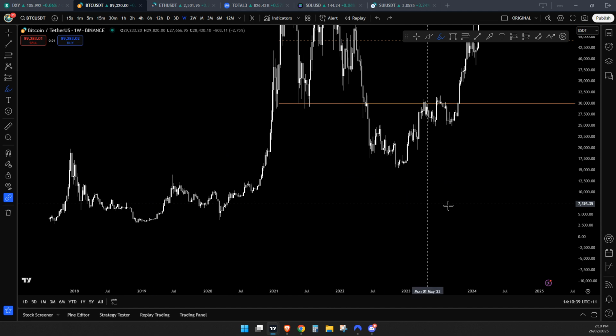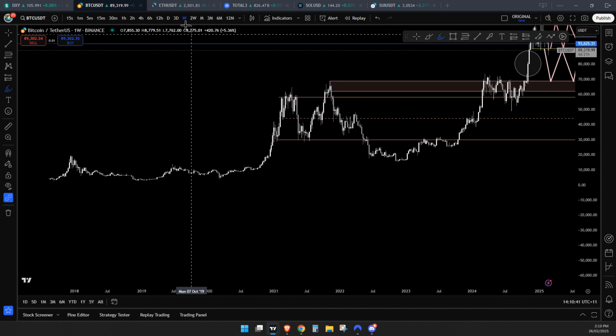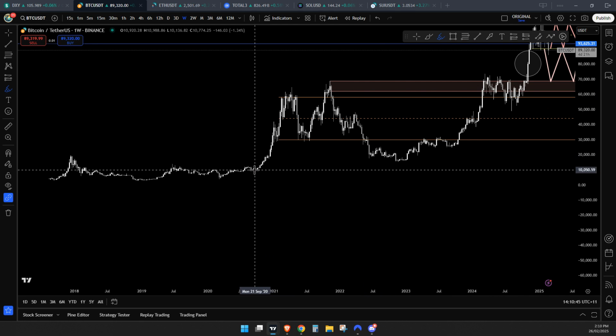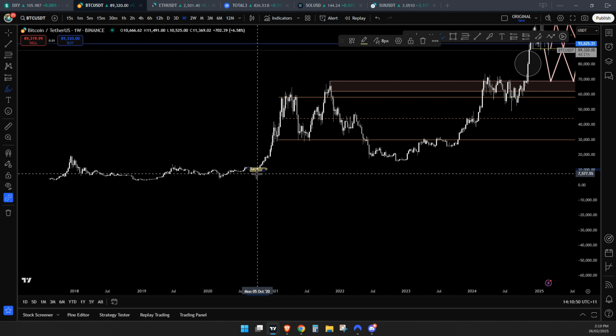Now, where was Bitcoin last cycle? So this is Bitcoin. We're also on a weekly. Same story. We're looking at where we were mid-September. Now, mid-September, we were around here, right? The bull run really hasn't started. This is the start of the bull run.